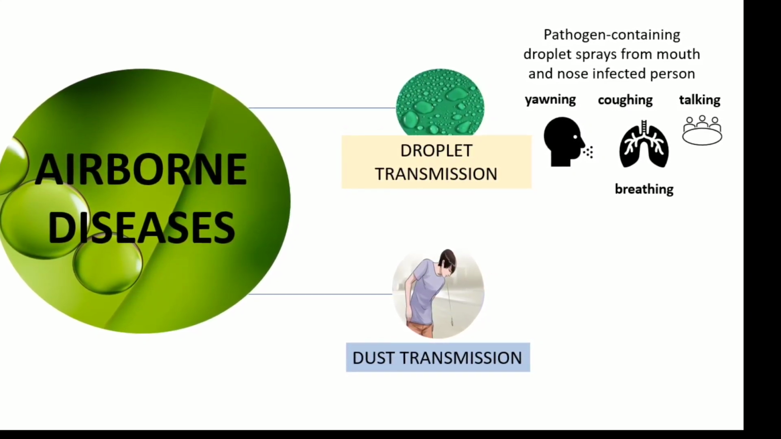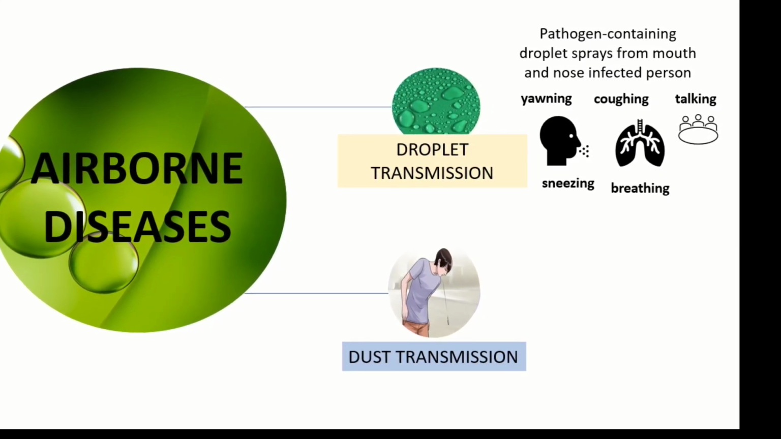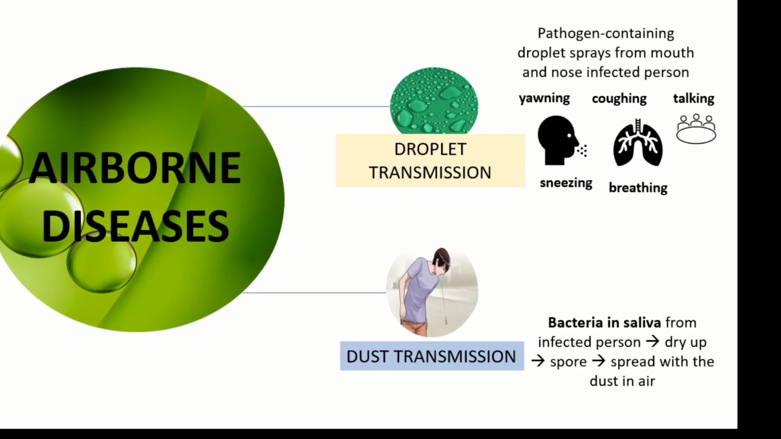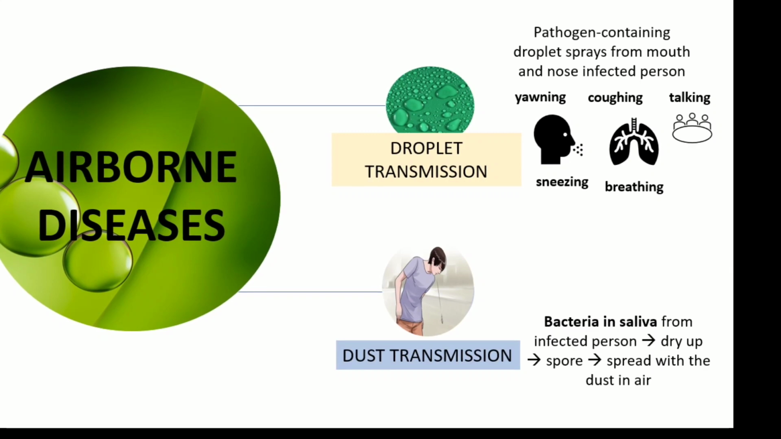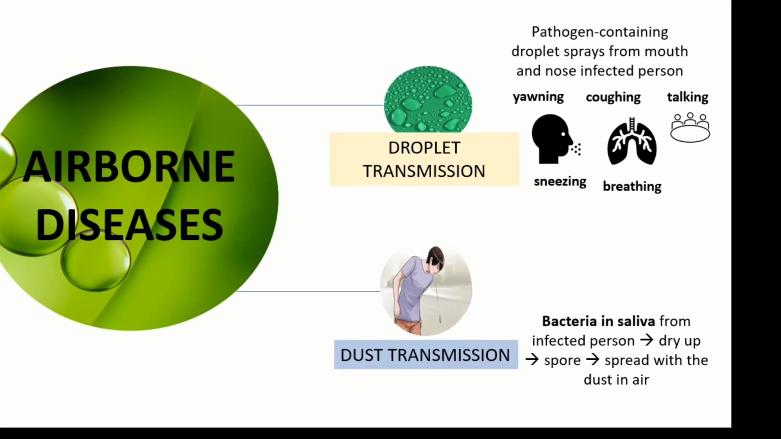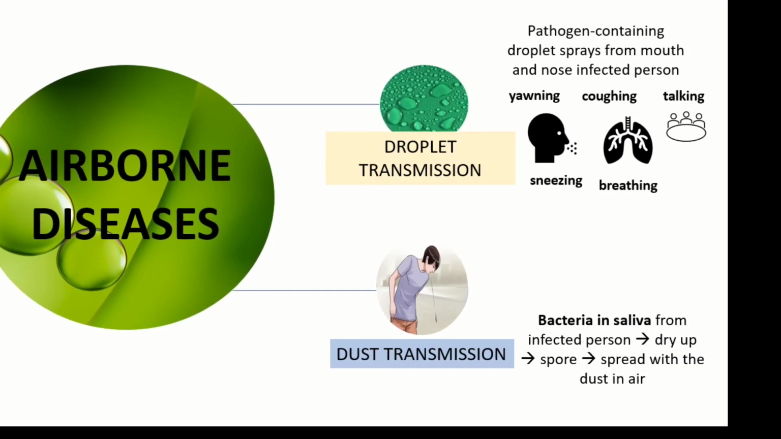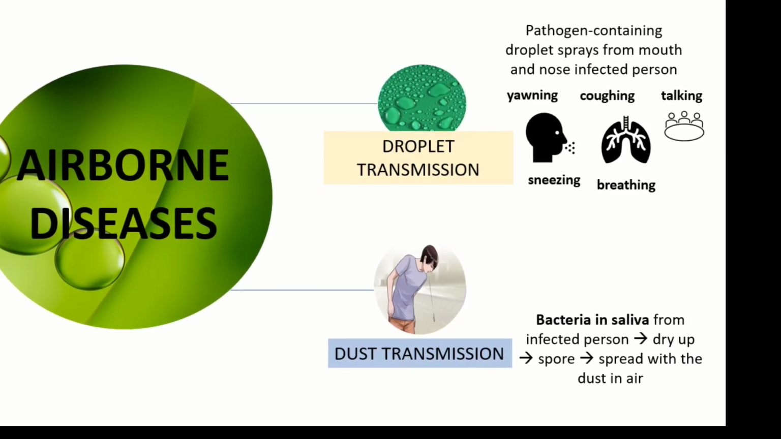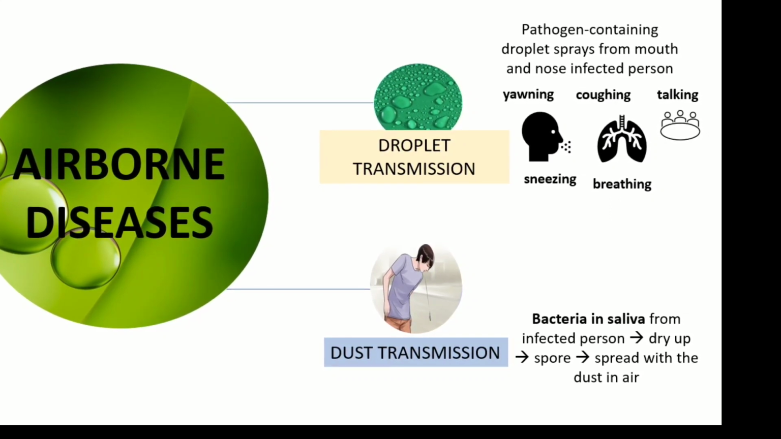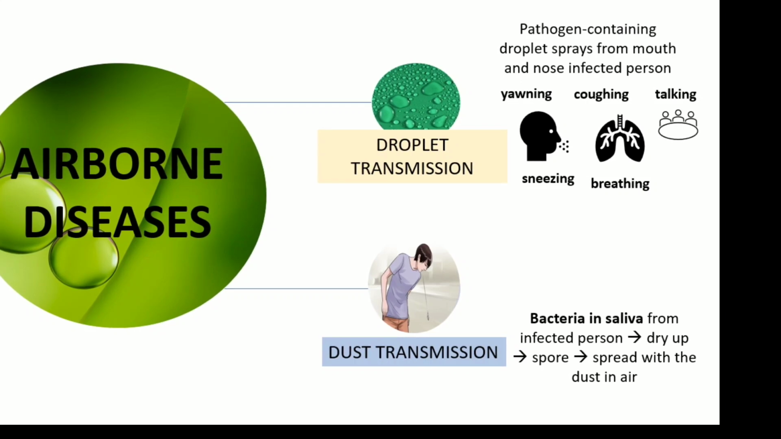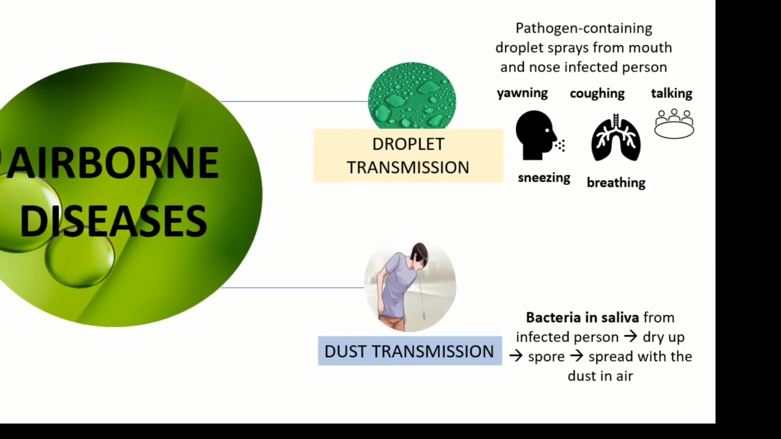Meanwhile, for the dust transmission, the bacteria in the spit, which is in the saliva of an infected person, will dry up and then form spores which are spread together with the dust in the air. Ini adalah kepada mereka yang suka ludah tu. So, dalam ludah mereka dan air liur itu ada bacteria, other pathogen. So this pathogen will dry up, akan kering, dan seterusnya akan membentuk spor, di mana dia akan merebak melalui udara.